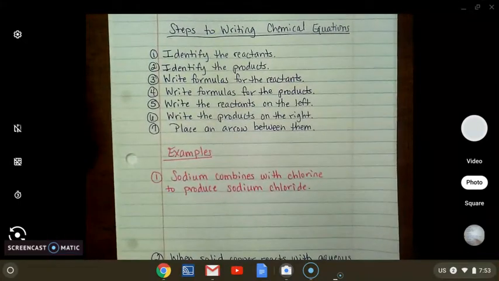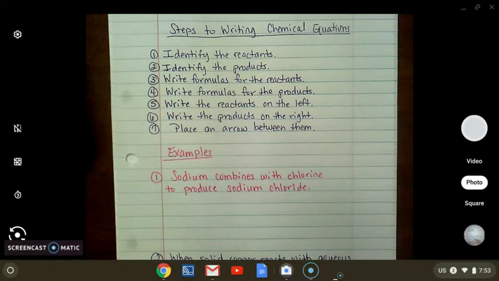All right, you have steps to writing chemical equations. First, you identify the reactants. Then you identify the products. You're going to write the formulas for the reactants and then write the formulas for the products. Remember, reactants are on the left, products are on the right, and you're going to place an arrow between them. So we're going to do an example.